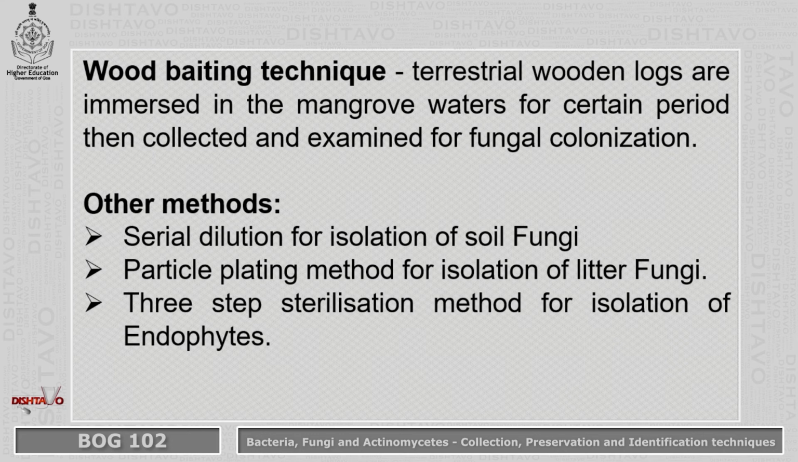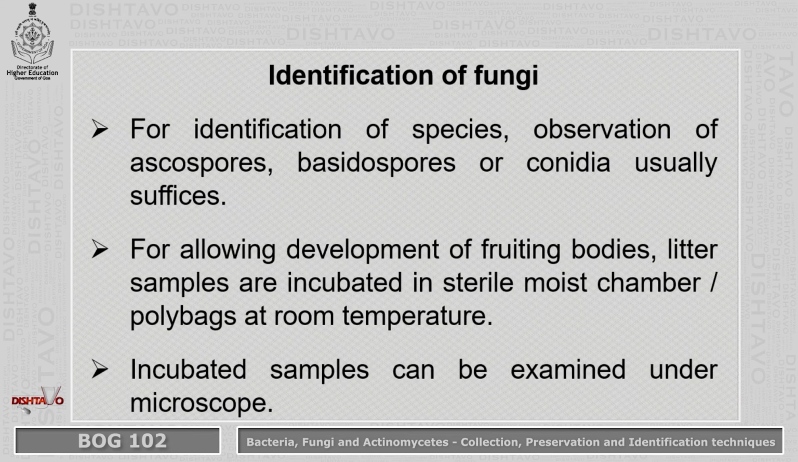Wood baiting technique is another method wherein we artificially introduce samples of the substrate from outside to be colonized by fungi and then sample them. There are several other methods for isolation of fungi which I have listed here. Identification of fungi is generally done based on morphological method, that is ascospores, basidiospores and conidia, their shape and sizes.